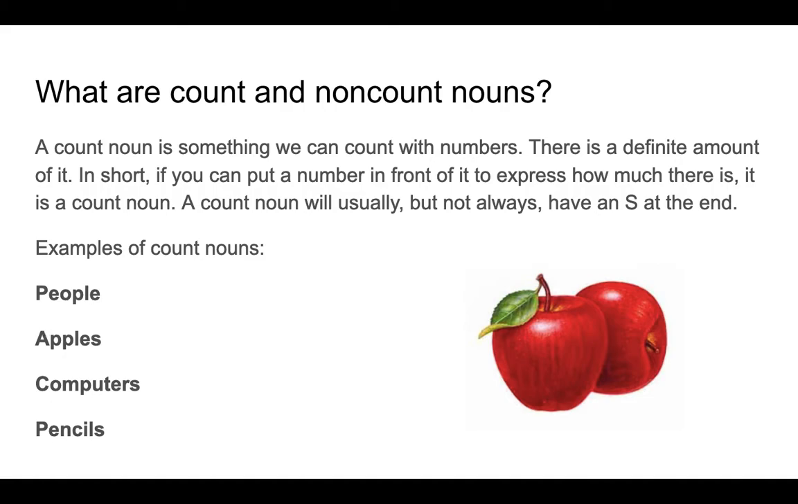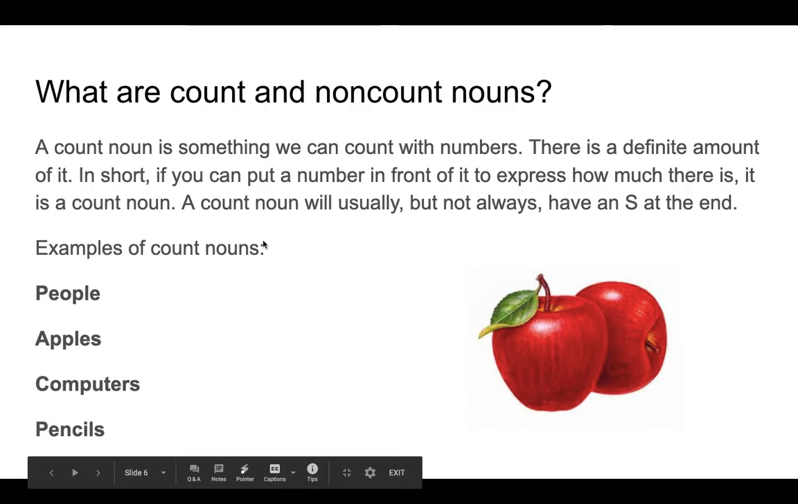So a count noun is something that we can easily count with numbers. There's a definite amount of it. Basically, if you could put a number in front of it to express how much there is, then it's a count noun. A count noun will usually, but not always, have an S at the end. So it's going to be something I can easily count with numbers. 2 apples, 3 computers, 10 pencils.